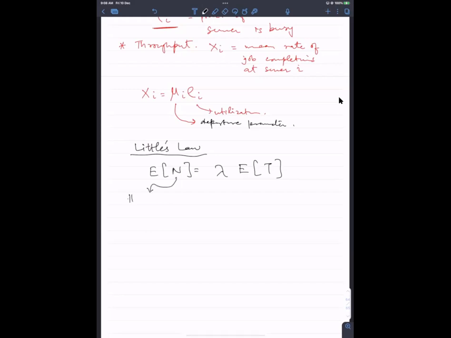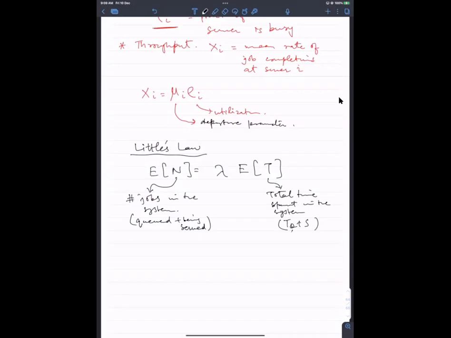N is the number of jobs in the system. ये जो ऊपर हमने define किया है. So कौन कौन सी है number of jobs, total number of jobs in the system? Queued and being served. Queued plus being served. And T is the total time spent in the system. This would be queued time plus service time. ये TQ जो है ये queuing में लगा है, and S जो है वो service में लगा है.